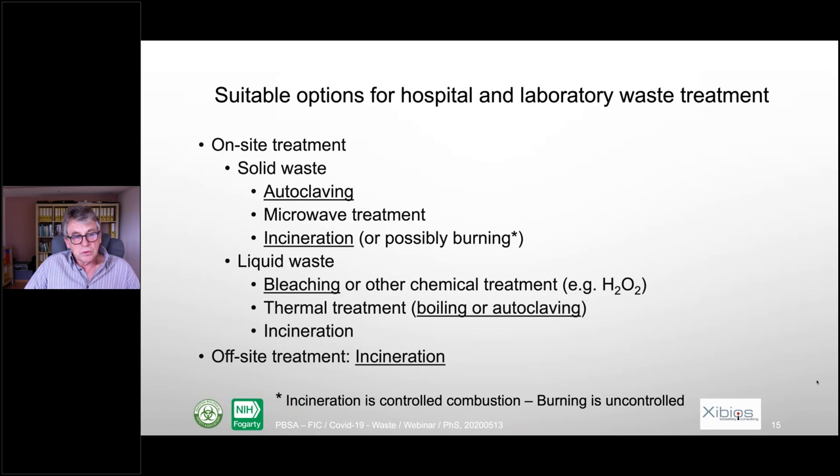Then for liquid waste, there are also different options. I put the main ones there. Treating with bleach is one way to do it, which is very much done in laboratories, for instance, or other possible chemicals that can be used on liquids, for instance, hydrogen peroxide, H2O2. Then there are also some thermal treatments, autoclaving again, but also boiling. And then incineration, but incineration of liquid waste, at least in small incinerators, must be done together with some solid waste. So it's a mixture of solids and liquids in that case. Then if we look at off-site treatment, the most used, and that's also worldwide, is incineration.